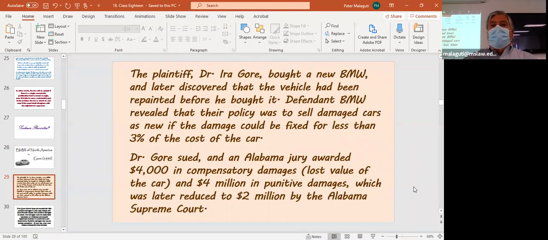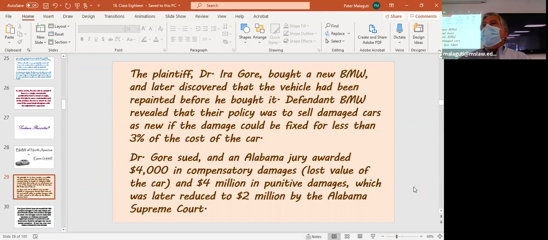Gore bought the car as if it was a new car, and then was a bit outraged when he learned that it had been damaged previously, and he thought it shouldn't be considered a new car. BMW insisted that he had no remedy against it because they had a policy that if a car is damaged in transit and it can be fixed for less than 3% of the cost of the car, it will be sold as a new car.